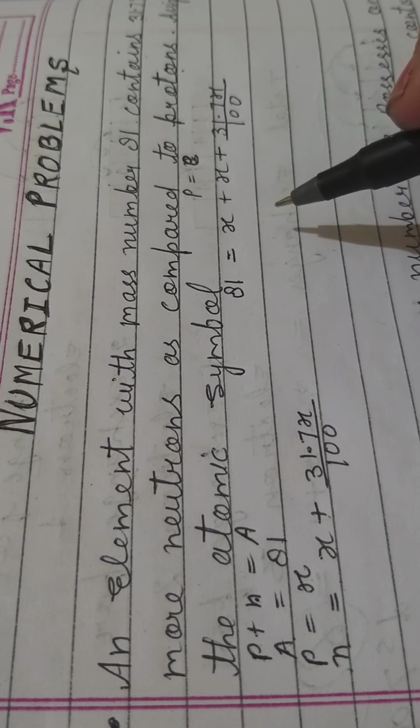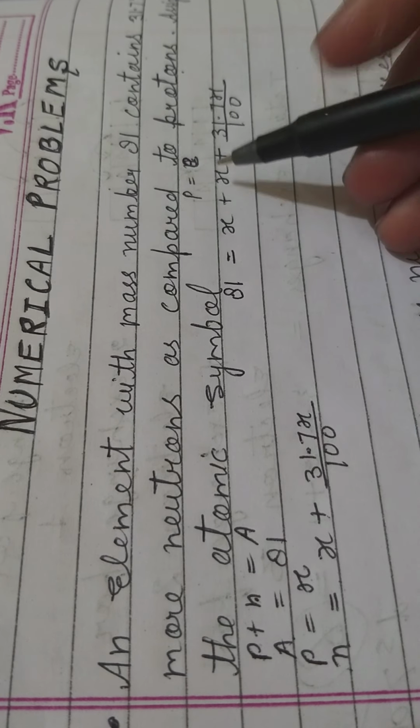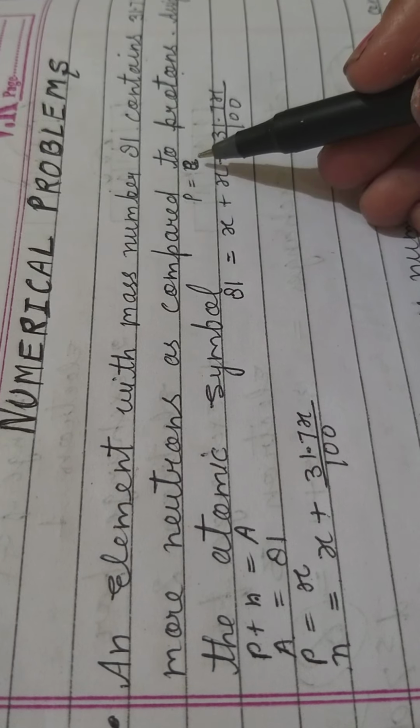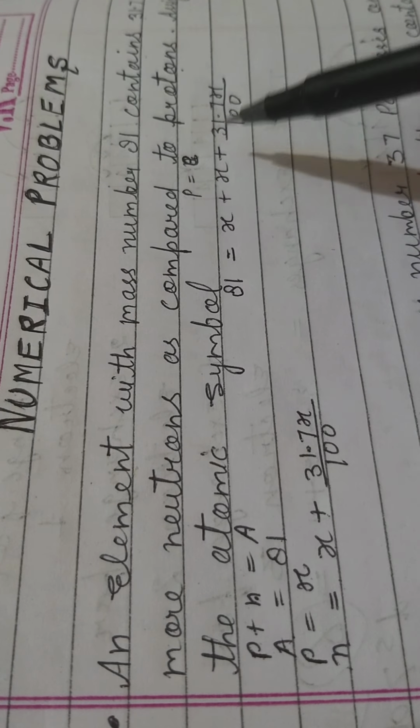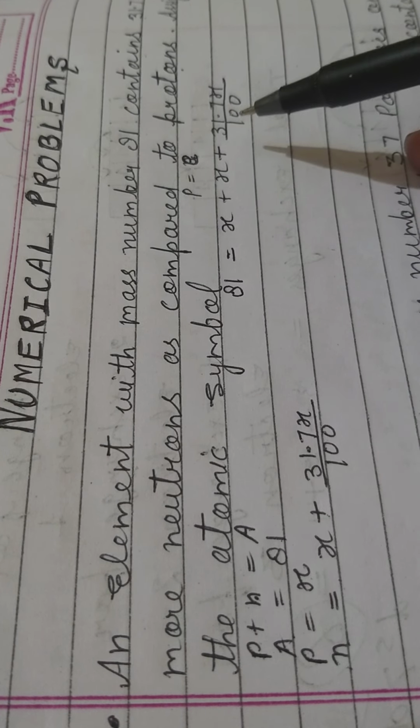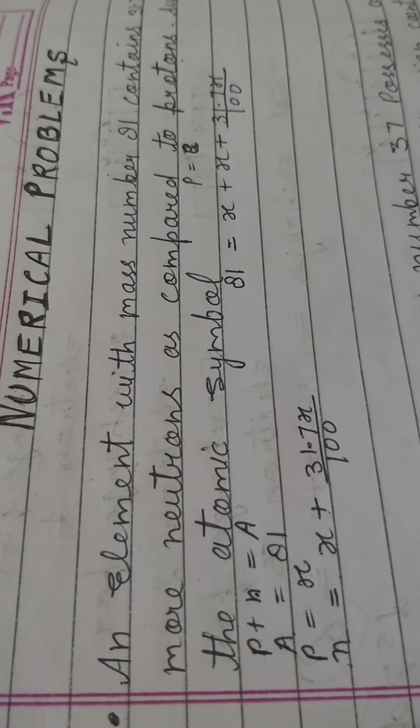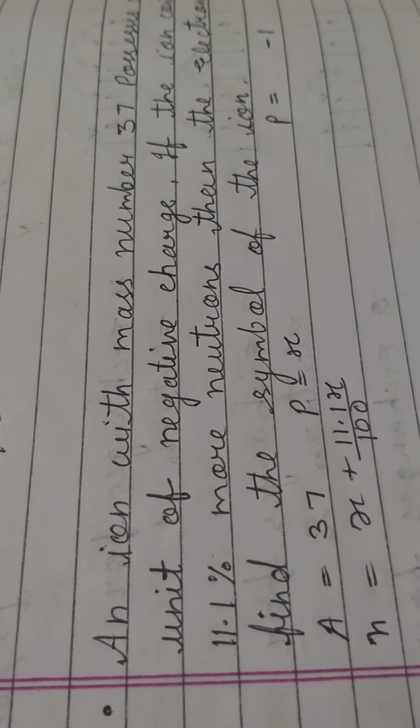In this way you will be able to solve for the value of x. When you get the value of x, that represents the number of electrons or the atomic number, and in this way you will be able to find the symbol of the element. Okay, I think you all have got it. Let us discuss the second problem.